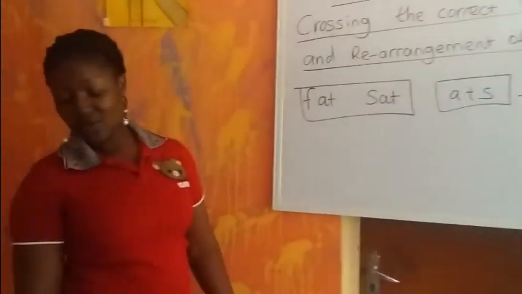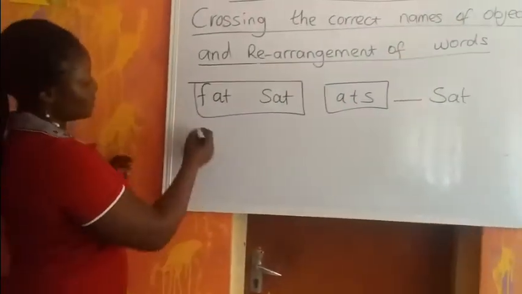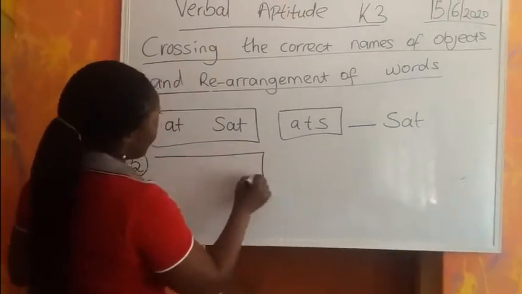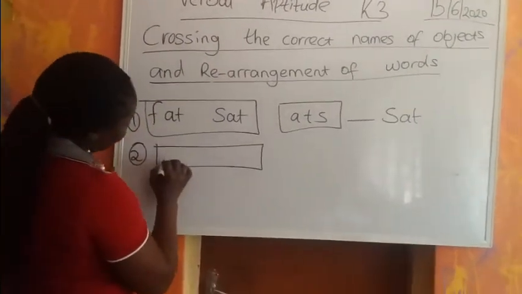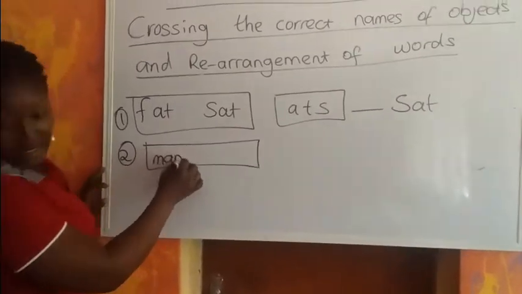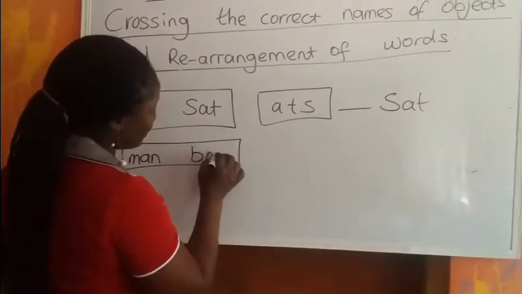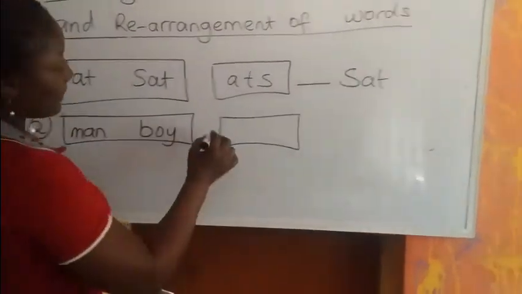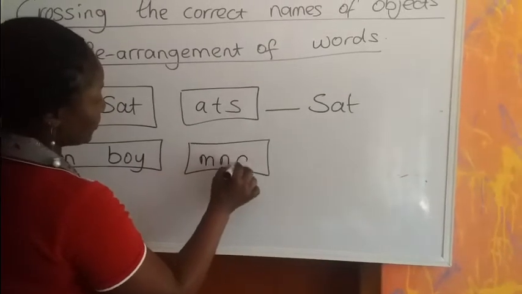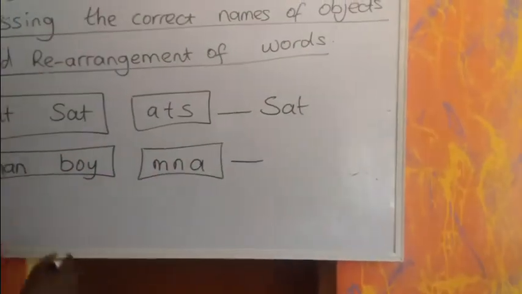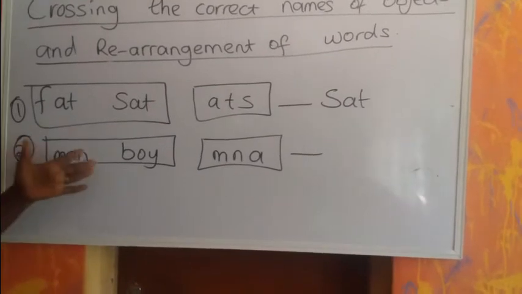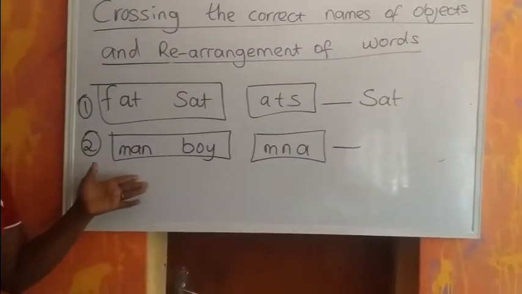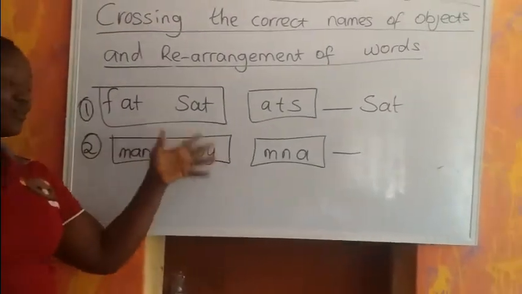Then the next example we will be looking at is this. This is 1 and this will be 2. We have man and we have boy. And here we have M-N-A. Here, man, we have M-A-N, man. While here is B-O-Y, boy.